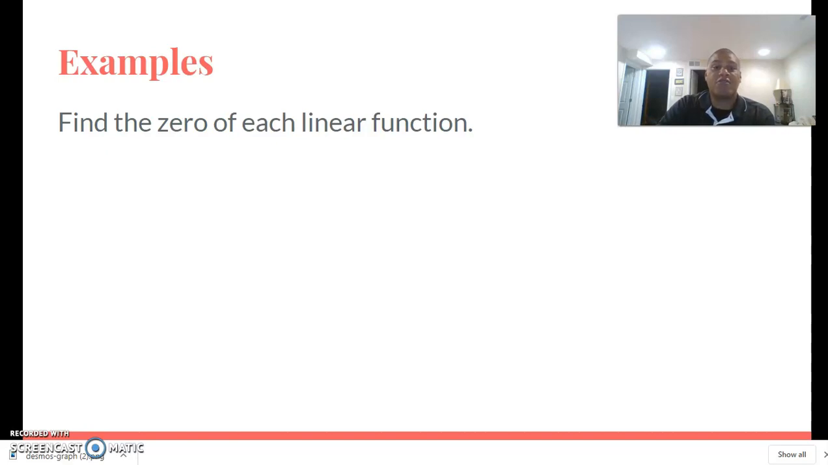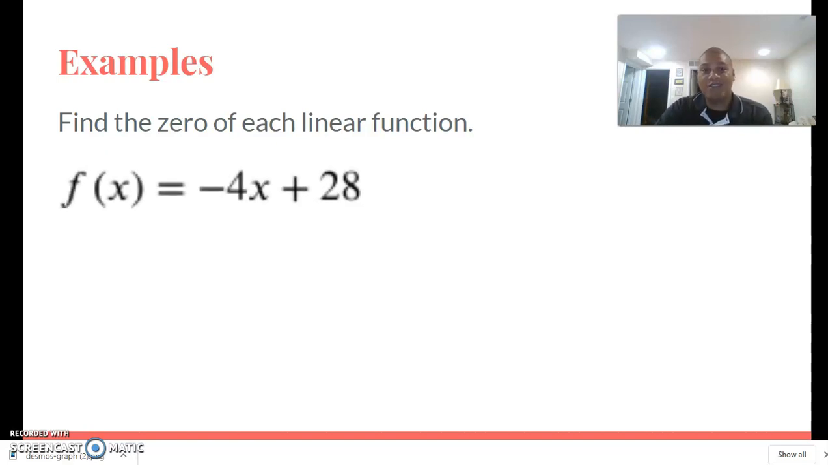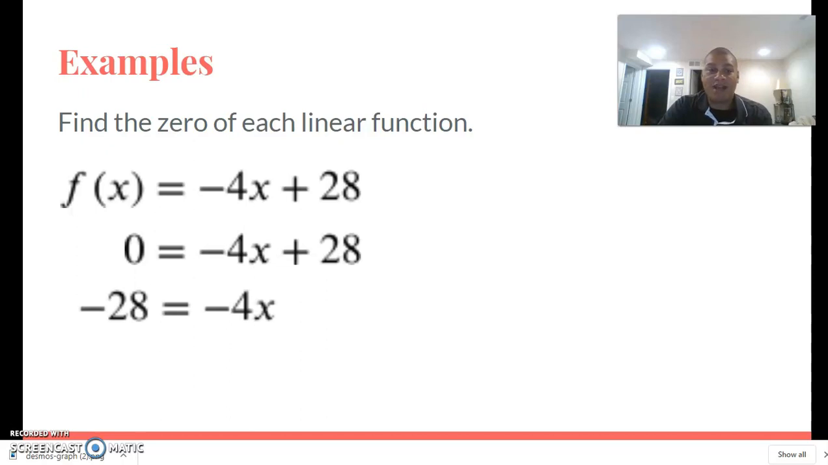It says find the zero of each linear function, and they'll give you a function like the one we just talked about. f of x equals negative 4x plus 28. How do you find the zero? Plug 0 in for f of x. Replace that f of x with 0, and you get negative 4x plus 28 on the right side. So you're going to subtract 28 from both sides. Negative 28 equals negative 4x. You're going to divide both sides by negative 4, just like we've been doing, and negative 28 divided by negative 4 is positive 7, so x equals 7, which means the zero of this function is 7, or x equals 7, if you want to be a little more thorough, which I always encourage.